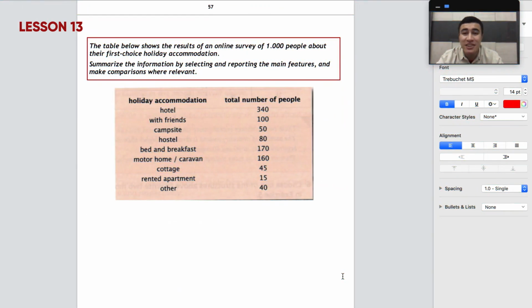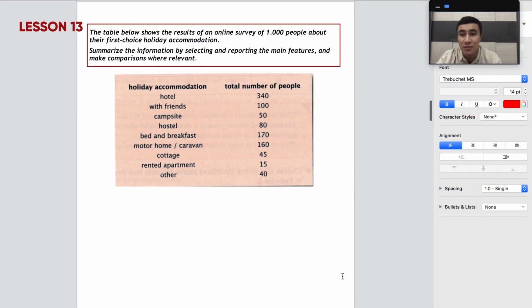Okay guys, let's consider the following example here. We have a table, and this table below shows the results of an online survey of 1,000 people about their first choice holiday accommodation. You should summarize the information by selecting and reporting the main features and make comparisons where relevant. But we'll have to write an overview for this table.